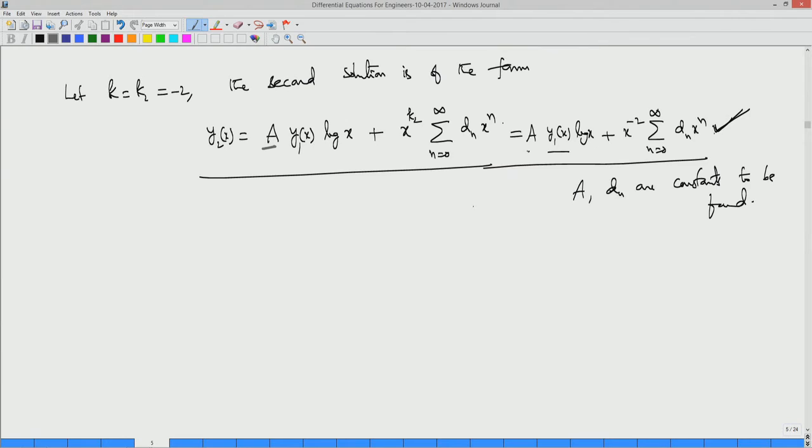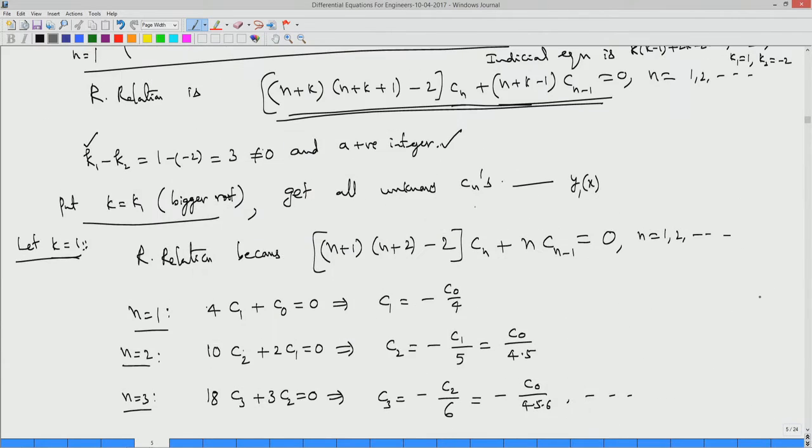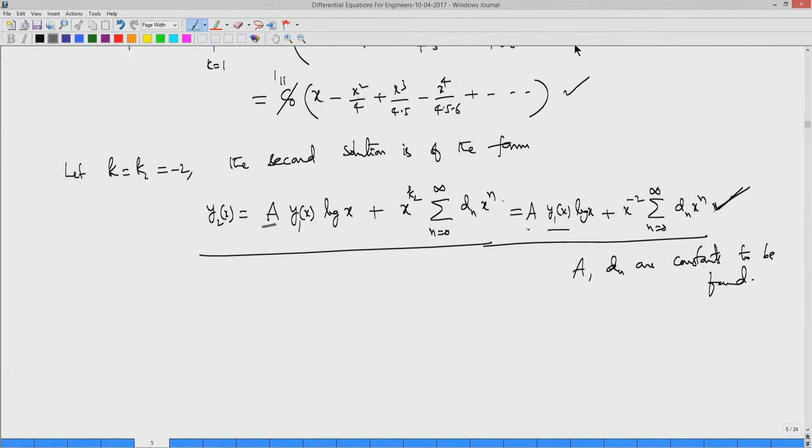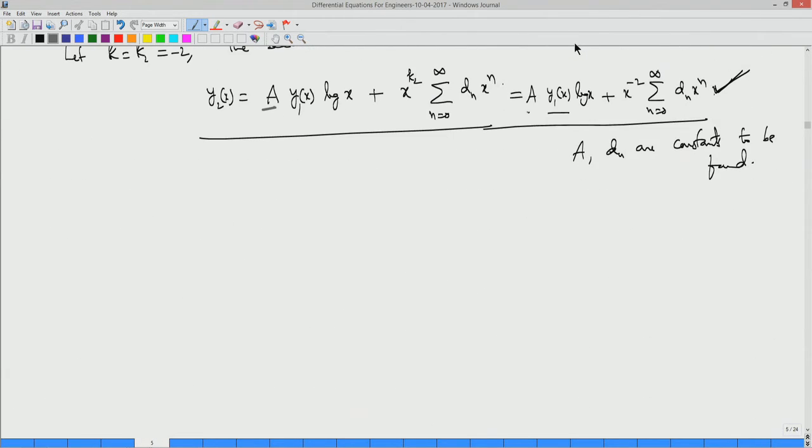So, the equation is given here: x squared y double dash and so on. So, this is your equation. We will just substitute y2 into this equation, replacing y with y2. So, you calculate your y2 of x.